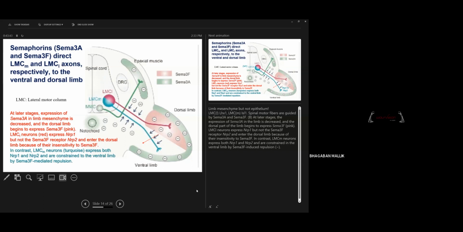So you have different neurons, you have MMC neurons, you have LMC neurons. So different neurons can extend their projections depending on which type of signal they have in different compartments. So in the ventral limb compartment you have expression of Sema3A, and in the dorsal limb compartment you have Sema3F. And each neuron that you are seeing, like LMCl neuron, is specific for Sema3F, something like that. So depending upon the signal, depending upon the expression of different receptors, you have axon guidance. Okay, so some of these things I have mentioned here, like which neuron is specific for which receptor.